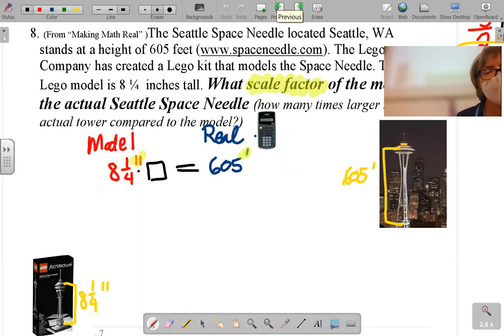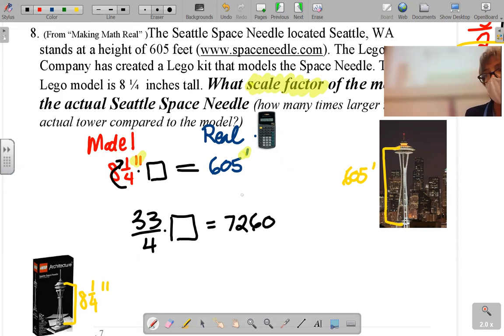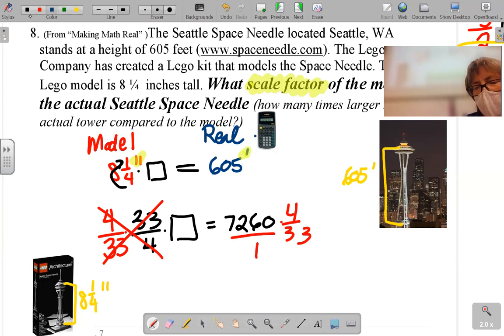Okay. So here we're going to change this into a mixed number. So Donovan, 4 times 8? 32 plus 1? So I have 33 over 4 times something equals 7260. Okay, Mr. DeSantis, now what? This is how I did it. I put 7260 over 1, but I swapped them. So yes, we're basically multiplying by the reciprocal. You're right about that. So these cancel here. Now we're reducing 33 by 7260.